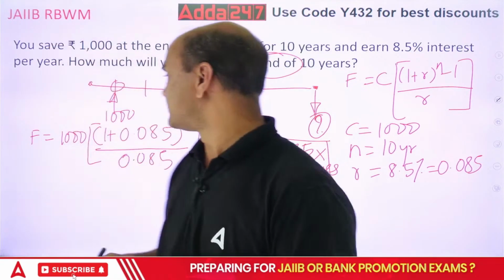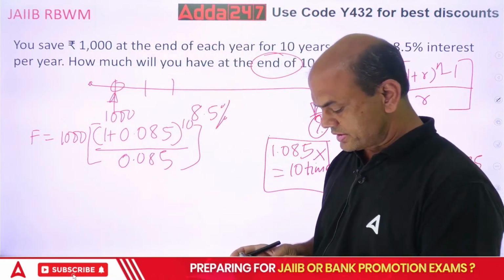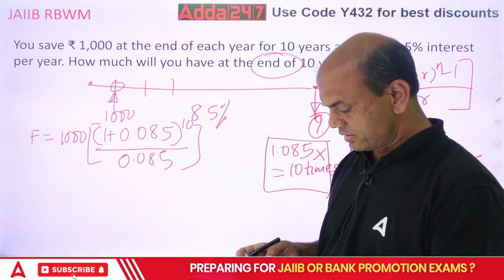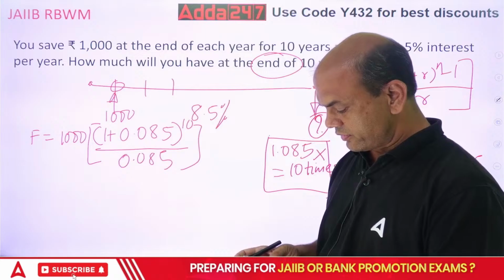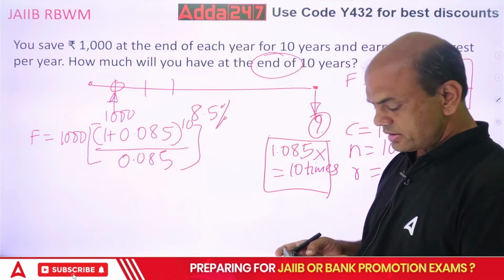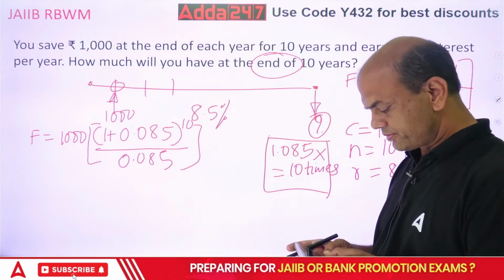What is the answer? Let's see. 1.085. 1.085. Okay. 1.085, right? Yeah. Into equal to, do it 10 times. Okay.